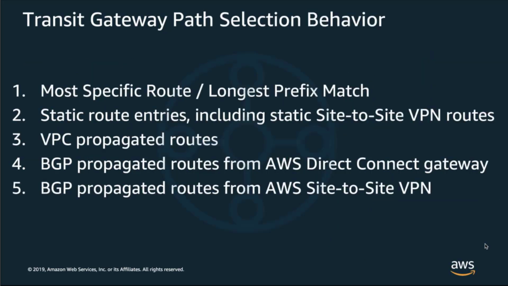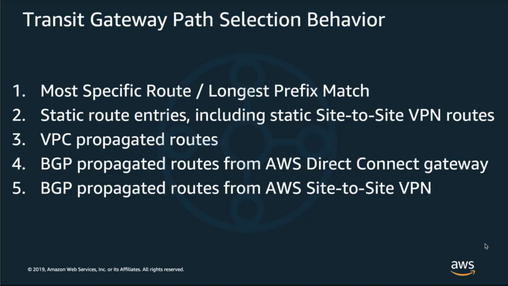As we're talking about routing and route tables, it's important to talk about the behavior of path selection on Transit Gateway. We're always going to prefer the most specific route, the route with the longest prefix match. We then prefer static route entries, including site-to-site VPN routes. We'll then prefer VPC propagated routes, then BGP routes propagated from Direct Connect Gateway, and then BGP routes propagated through AWS site-to-site VPN. An important note here is to think through this hierarchy of how routing is determined.